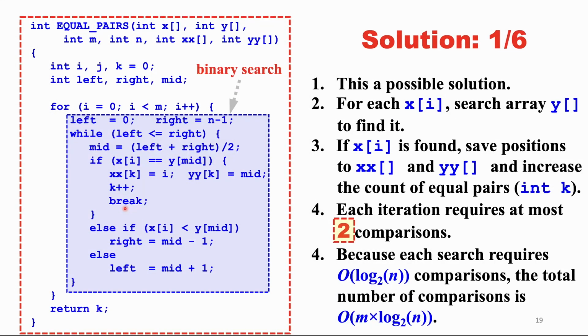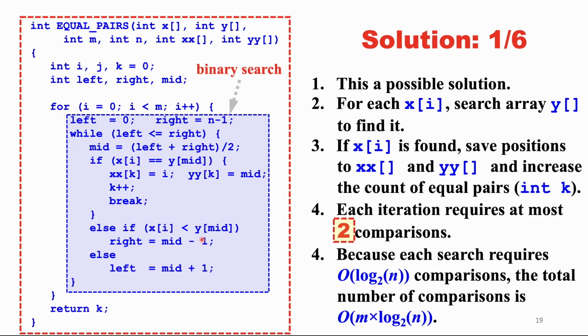I assume you remember the use of this break, because the next elements will be different from Y mid, which is also larger than Y mid. It cannot be equal to xi. So we could skip the loop. Or if it's less than Y mid, we search the left part. Otherwise, we search the right part. So the only difference is here.